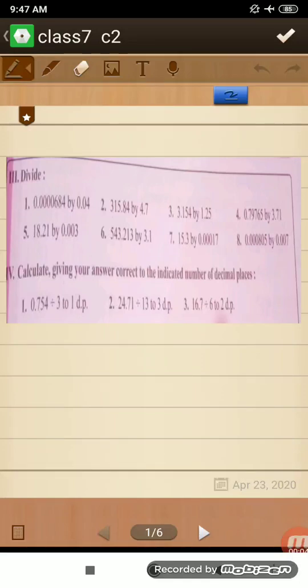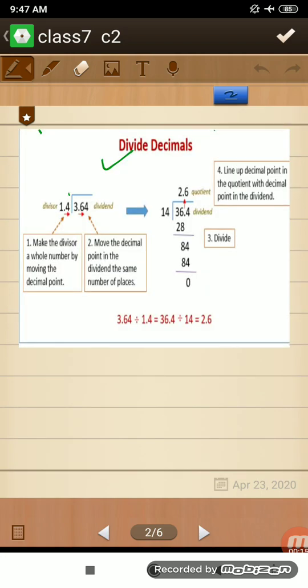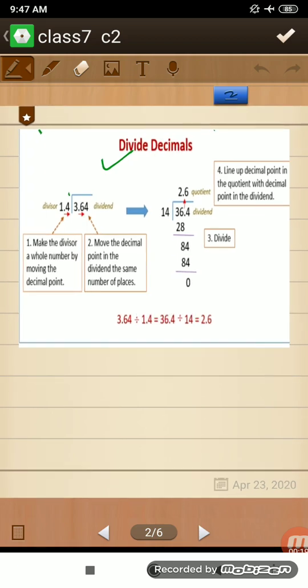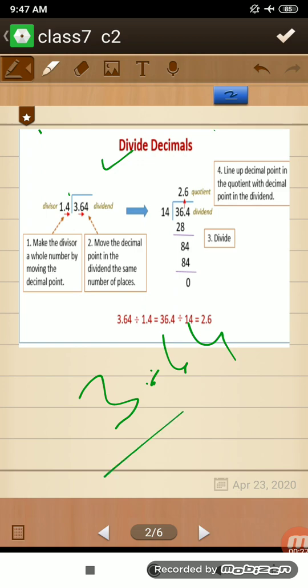Today we discuss how to divide decimal numbers by other decimal numbers. At first we discuss the rules of division with the help of an example. Here you can see 3.64 you need to divide by 1.4.